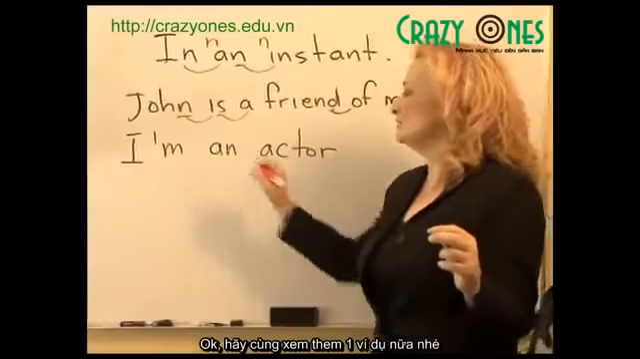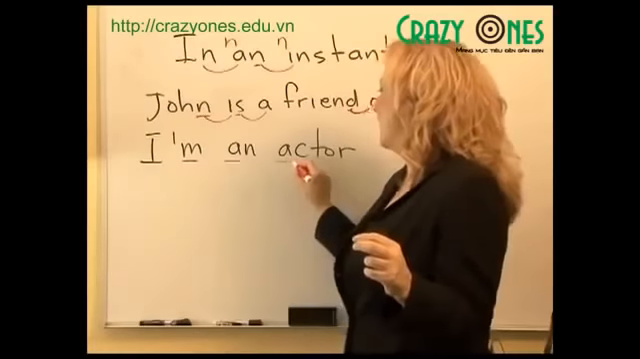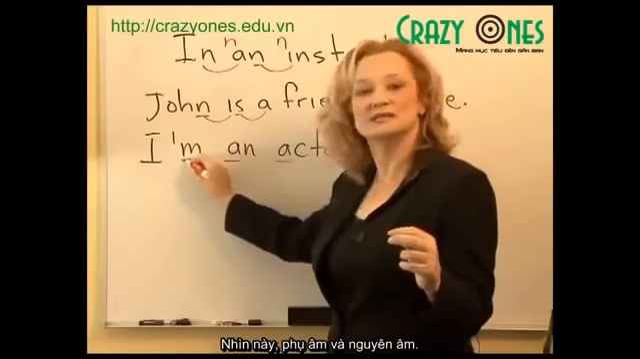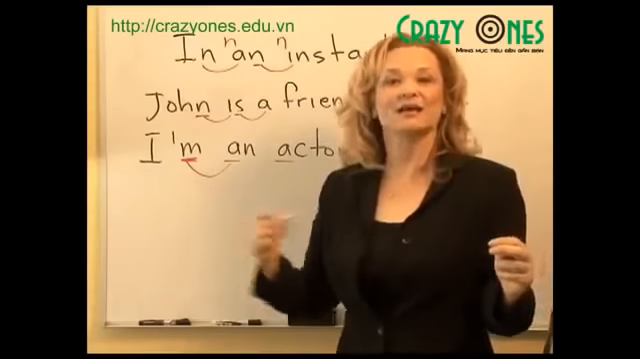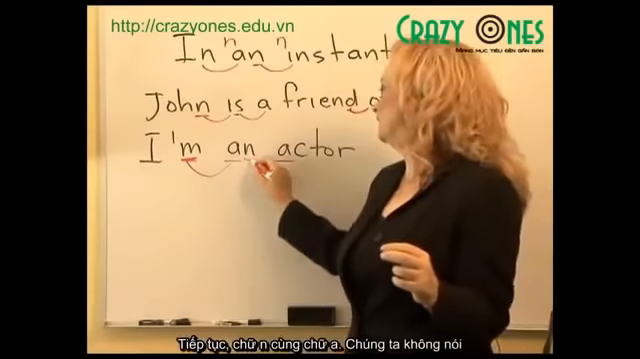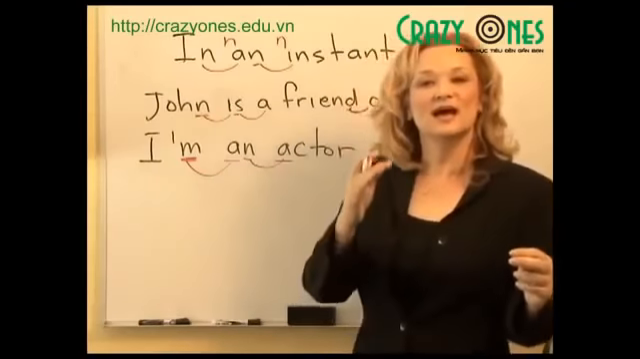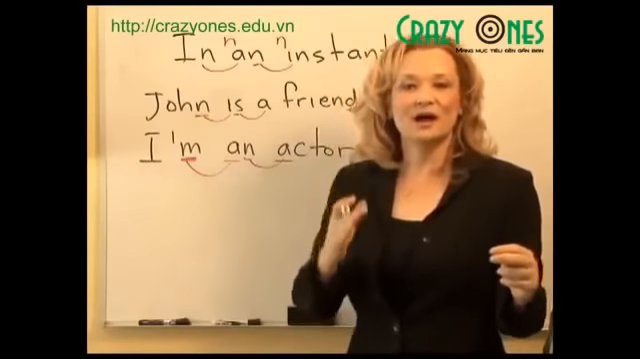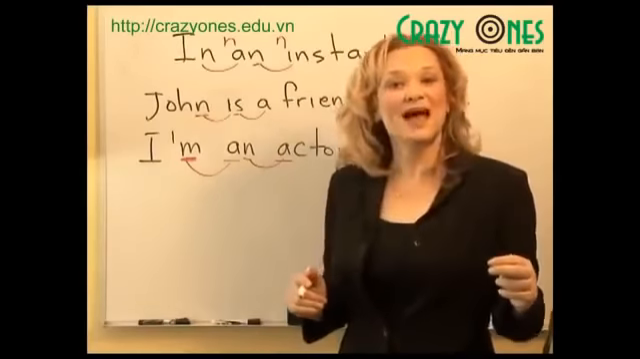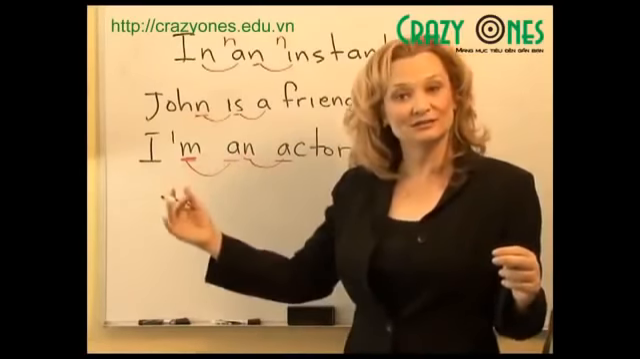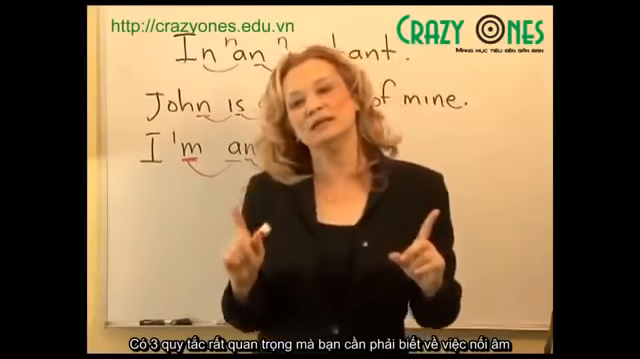All right, let's look at one more example. I'm an actor. Look at this. Consonant plus vowel. So we say what? I'm an. I'm an. And again, N plus A. We don't say an actor. We say an actor. Repeat. I'm an actor. There are 3 very important things that you need to know about linking.